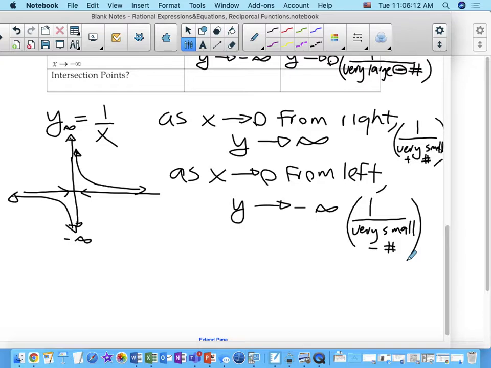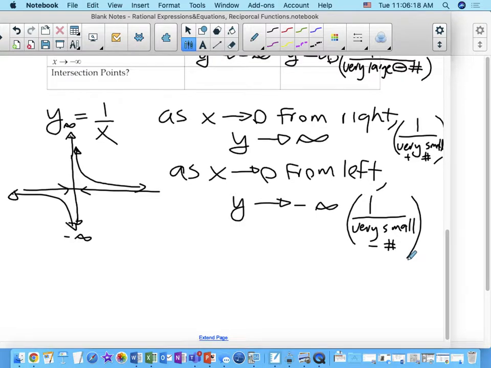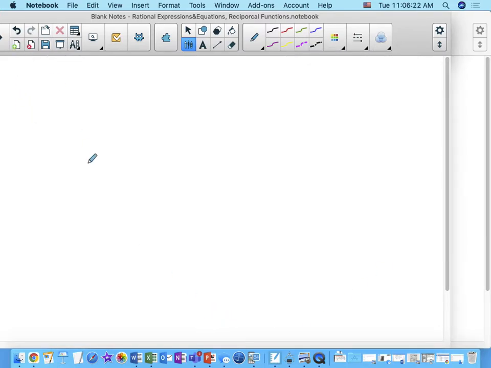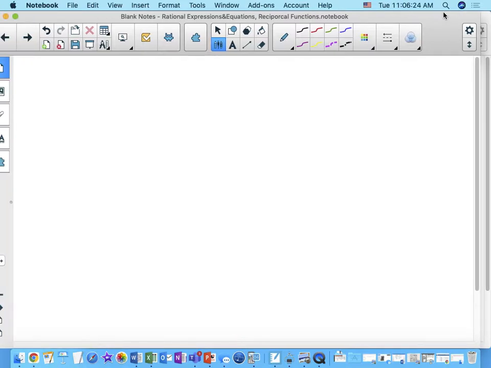Okay? Questions on that? No? Okay. Now, I do want to go on a slight tangent here because, as I sort of hinted at before, not all non-permissible values result in a vertical asymptote. So I want to show you what that looks like.